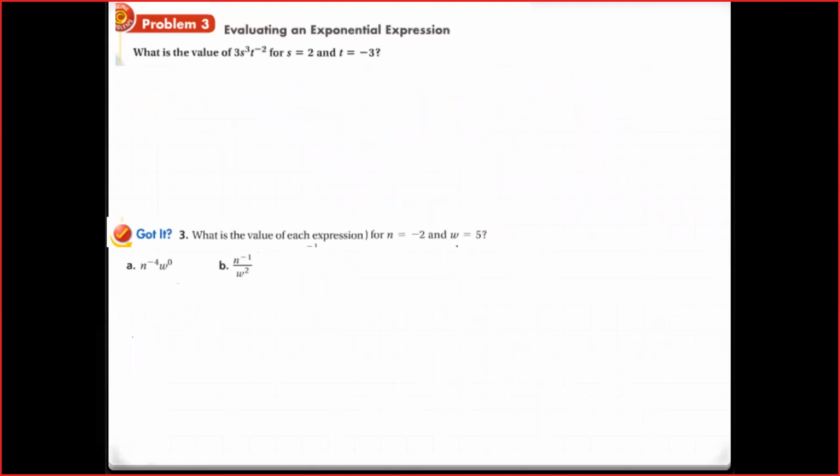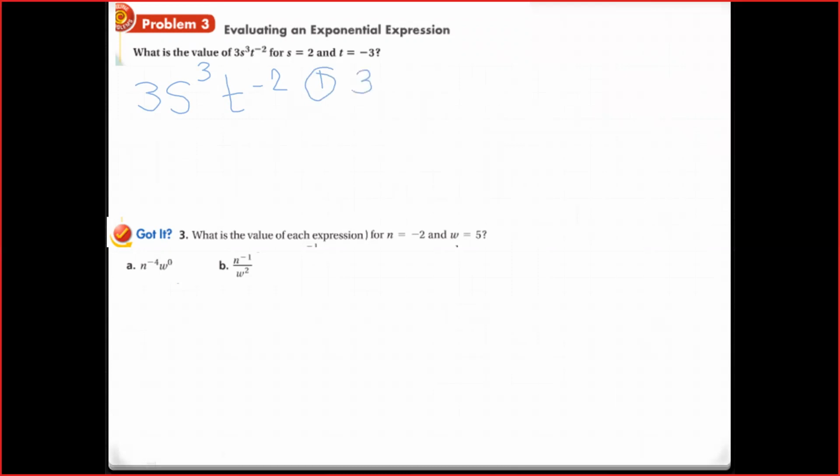Now problem number 3. What is the value of 3 s cubed t to the power negative 2? Here now, you have to do 2 steps. You have to simplify, then you have to put s and evaluate the simplified expression and find the final answer. Look here, 3 s cubed t to the power negative 2. This is now my expression. I want now to simplify it. So the first step, you have to simplify it.